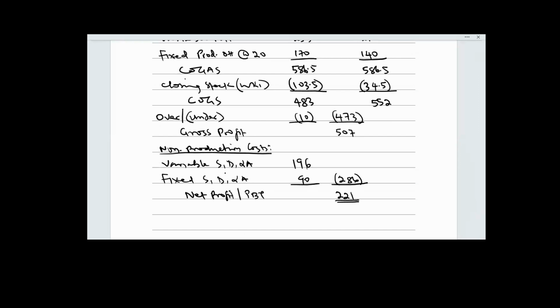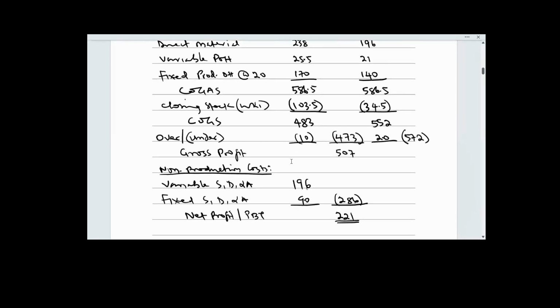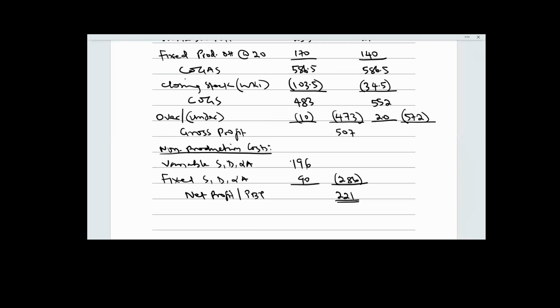We need to consider over absorption for September, which is 20,000, isn't it? Yes, you had it. The total is 572. 572 minus 1120. What do you get? 548.